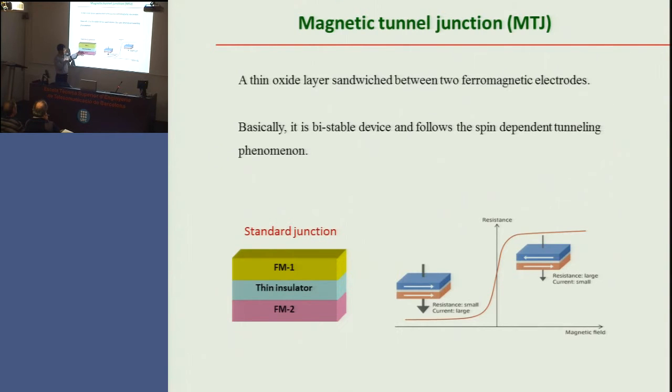When the magnetizations of both ferromagnets are parallel, by flowing current this way, they have a low resistance. And if the magnetizations of the two ferromagnetic materials are anti-parallel, it will show high resistance. So you could have 0, 1 states like this, and you could use it as an element of memory.